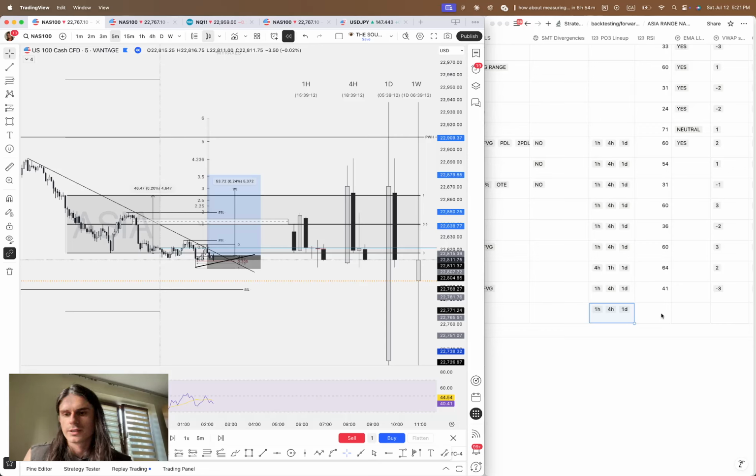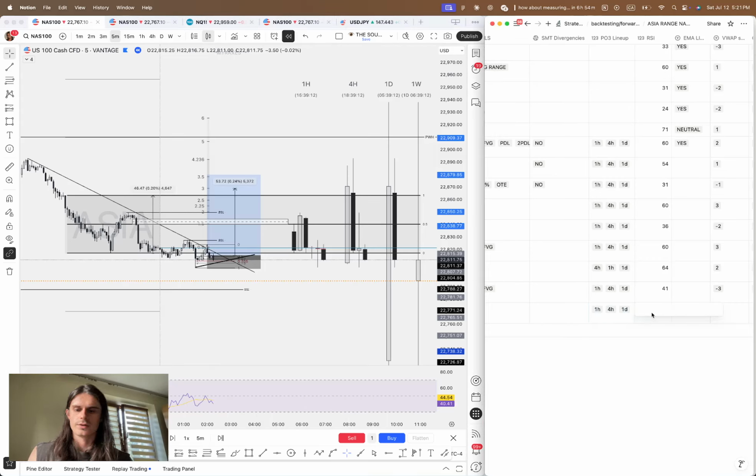Then we look at the RSI. Normally, in this case, it is 35, which is enough. But at the time of entry, it's actually 39. Let it be. 39 can be.